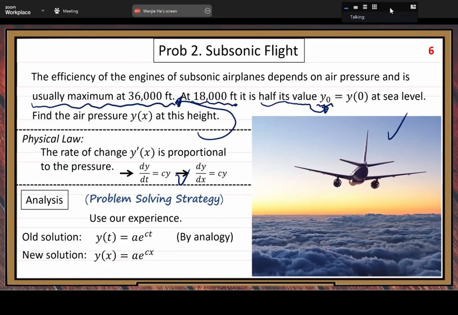So we developed our general solution for the decay model, right? We just use it. We do not have to repeat the development details every time. We just apply the result directly. Then let's determine A and C, and finally we want to find the answer.